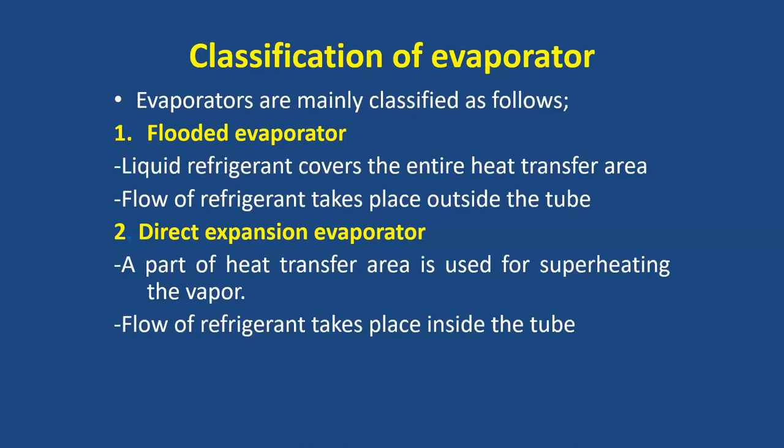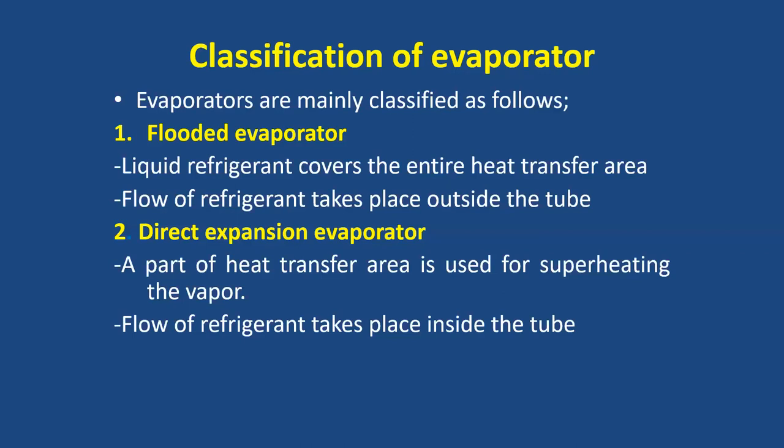In a direct expansion evaporator, a part of the heat transfer area is used for superheating the vapor, and the flow of refrigerant takes place inside the tube. Here, there is no other alternative. Whenever the flow is taking place inside the tube, there is a possibility of direct expansion as well as flooded evaporator. But when the flow is taking place outside the tube, there is only one possibility, that is flooded evaporator. But then how do we recognize, when the flow is inside the tube, whether it is a DX type or a flooded type evaporator?